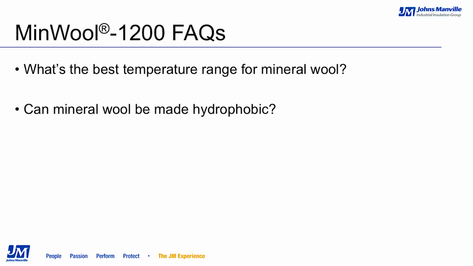Some FAQs for mineral wool. What's the best temperature range for mineral wool? As discussed previously, mineral wool has a maximum operating temperature of about 1,200 degrees, but binder burnout should be considered when you're looking at operating temperatures around 350 to 450 degrees.